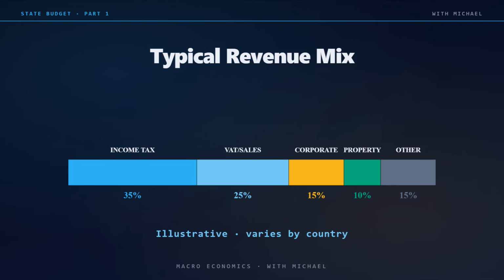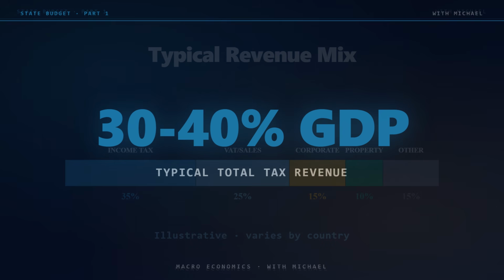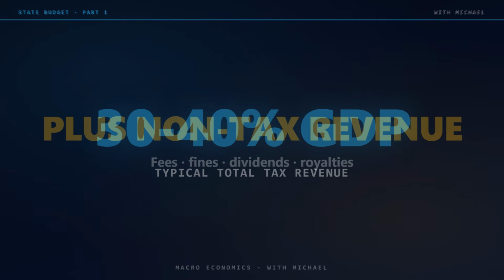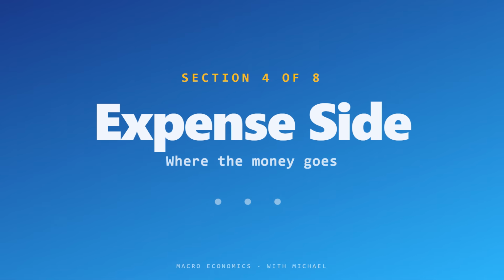Beyond taxes, the government has non-tax revenue. Fees and charges for public services, passport fees, licensing fees, court fees, fines and penalties, traffic tickets, regulatory penalties, dividends from state-owned enterprises, earnings paid back to the Treasury, royalties from natural resources, oil revenues, gas revenues, mineral royalties. These non-tax sources are smaller than tax revenue in most countries, but in resource-rich economies, they can be significant.